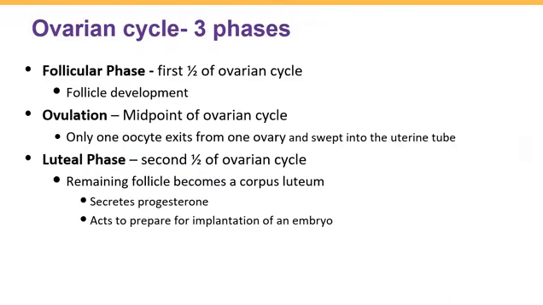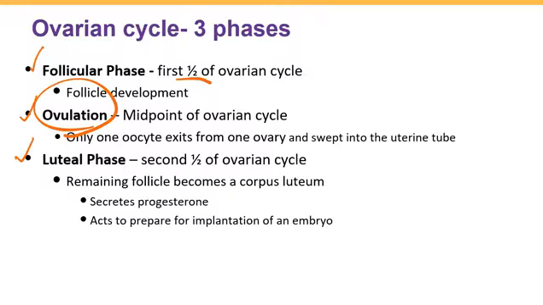So, as you can see, we divided the ovarian cycle into three phases: follicular phase, ovulation, and luteal phase. Day 1 to 13 is the follicular phase, the first half of the ovarian cycle. The name of this phase is descriptive: the follicle is going to grow. We have follicle development under the influence of FSH. Then in the middle of the cycle, we release the oocyte from one ovary and send it to the uterine tube, which is called ovulation, happening around day 14.